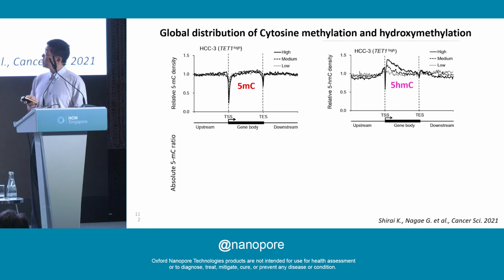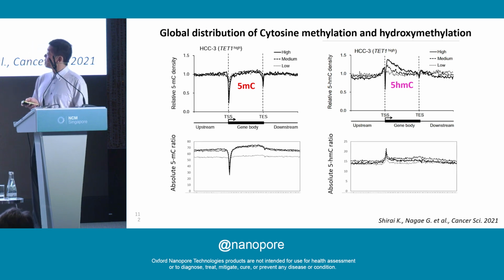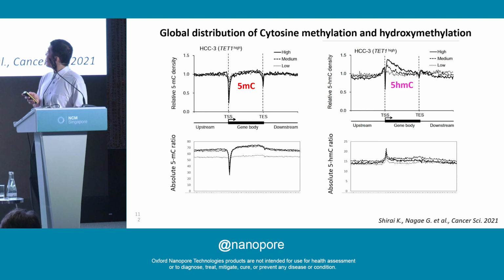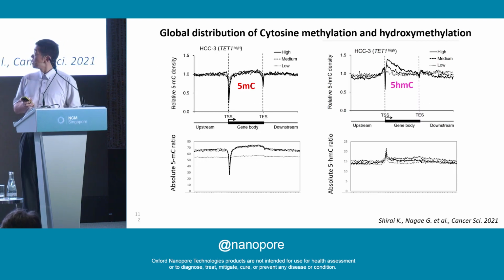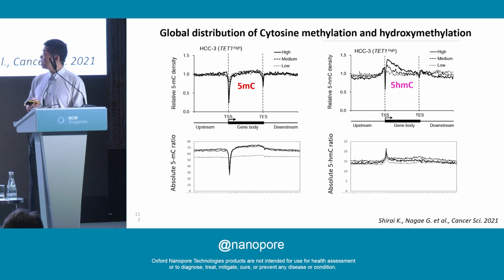That is a global distribution of cytosine methylation and 5-hmC compared with the immunoprecipitation approach. 5-mC distributions show a similar result, but 5-hmC has some background in the data I showed. So we would like to improve the 5-mC calling algorithm using the latest Dorado coder.